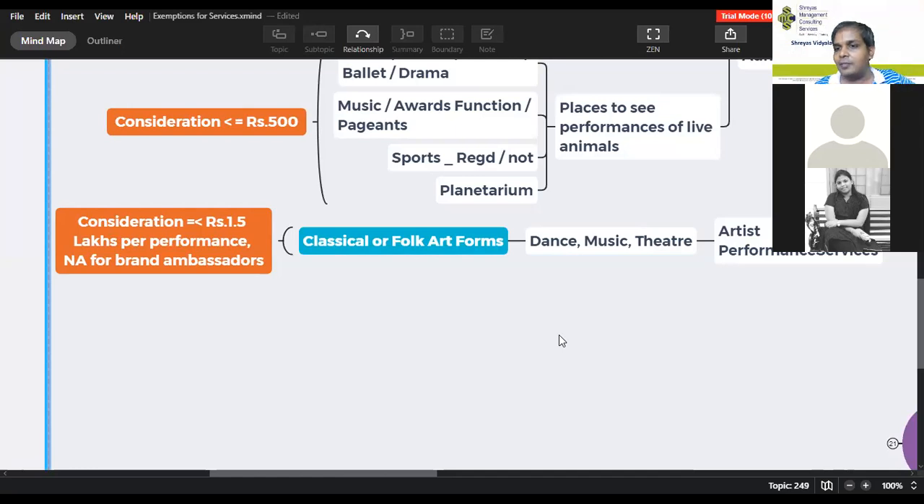So let's say somebody is getting married. For the reception, they will arrange somebody to do Carnatic music. If they charge 1.5 lakh rupees or less, it is exempt. More than that, the entire amount will be taxable. Okay. So it's about less than or equal to, per performance. That's what they told. However, this is not applicable for brand ambassadors.